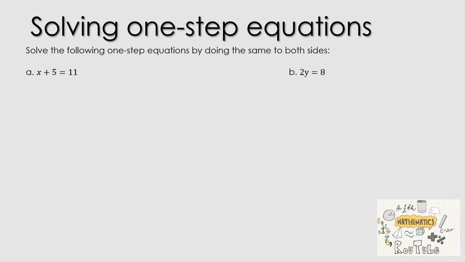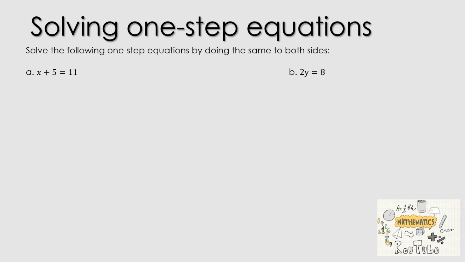Solve the following one-step equations by doing the same to both sides. Okay, so it's really important, when it says both sides, the equal sign is almost your marker or your guide, and then anything to the left is one side and anything to the right is the other. So you need to make sure whatever you do to the left-hand side, you always do the same to the right-hand side. So let's have a look at question A.